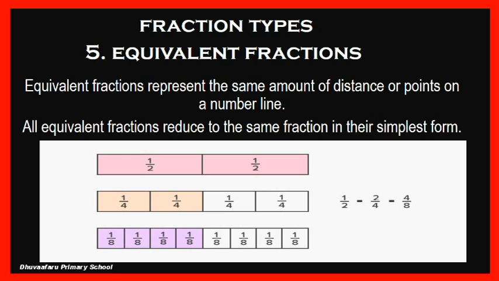When you find equivalent fractions, you have to multiply the numerator and denominator by 2. For example, half: you have to times 1 times 2 is 2, 2 times 2 is 4. Again you have to times it by 2. 2 times 2 equal to 4 and 4 times 2 equal to 8. So half is equal to 2 by 4 and 4 by 8.